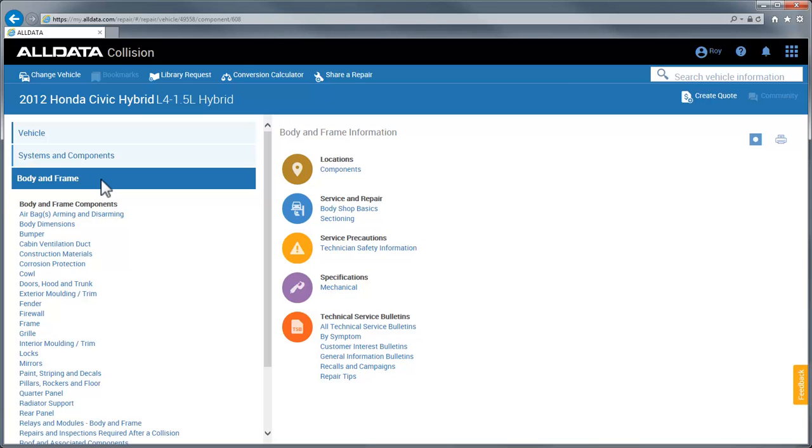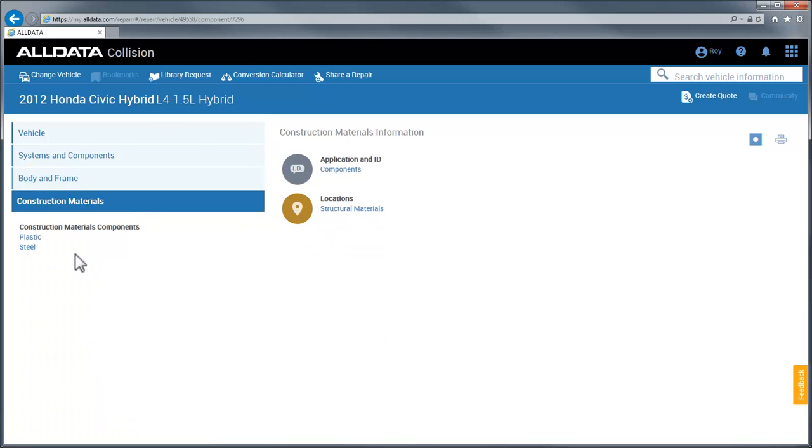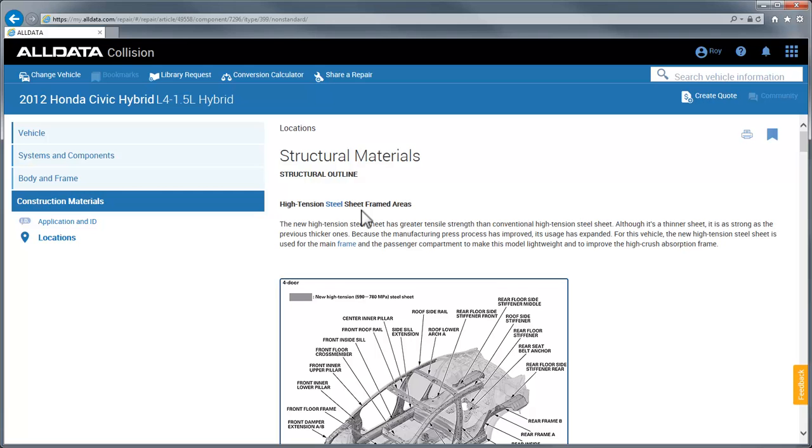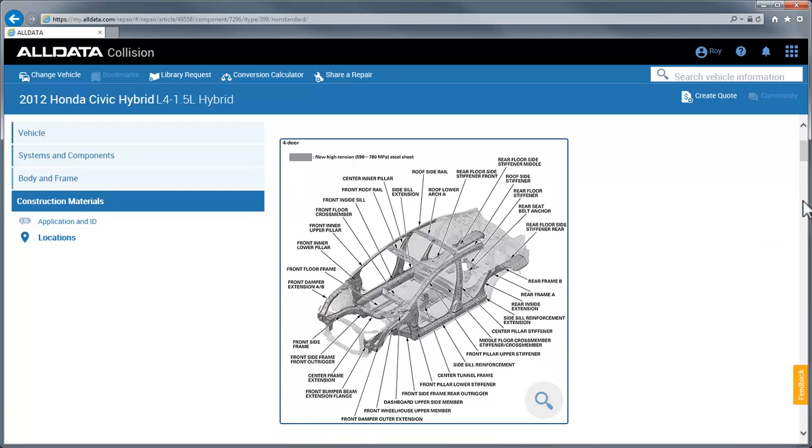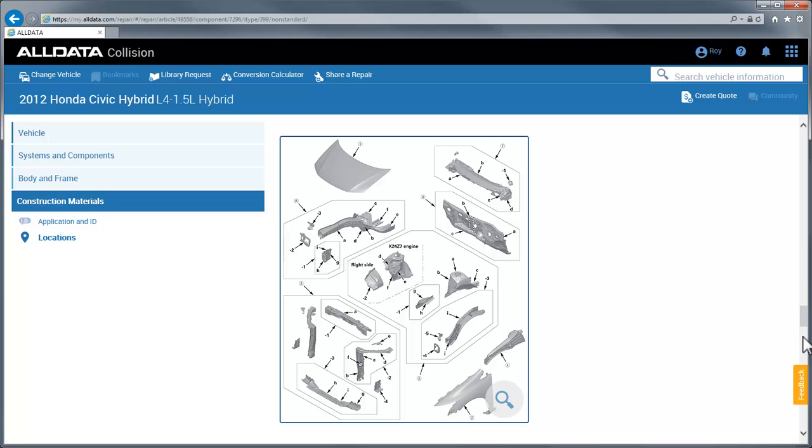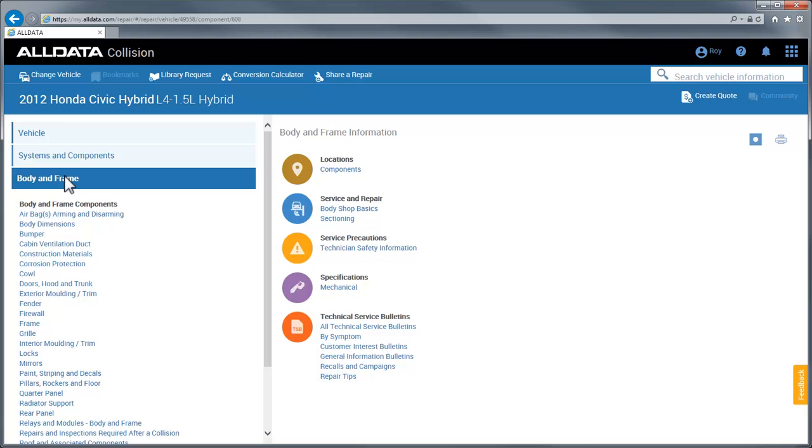The use of high-strength, lightweight steel and other exotic materials is now common throughout vehicle construction. Some of these components must be completely replaced, while others require specialized equipment or procedures to repair. Knowing where these materials are on the vehicle and how to deal with them is vital to a safe and proper repair. The construction materials area gives you this. The information can also be found in subsystem categories such as bumper, doors, hood and trunk, frame, etc.